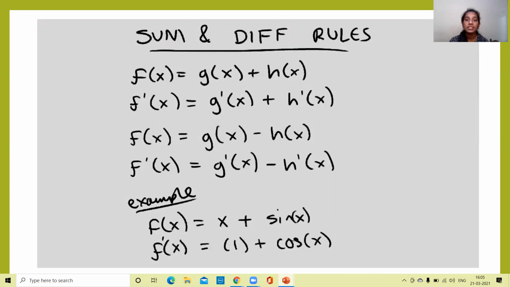This is the same for a difference also. When f of x is equal to g of x minus h of x, then f dash of x, that is the derivative of f of x, will become g dash of x minus h dash of x. For example, take f of x equal to x plus sin x, then f dash of x will be the derivative of x, that is 1, plus the derivative of sin x, that is cos x. Therefore, the derivative of f of x will be 1 plus cos x. Let's see another theorem in differentiability.